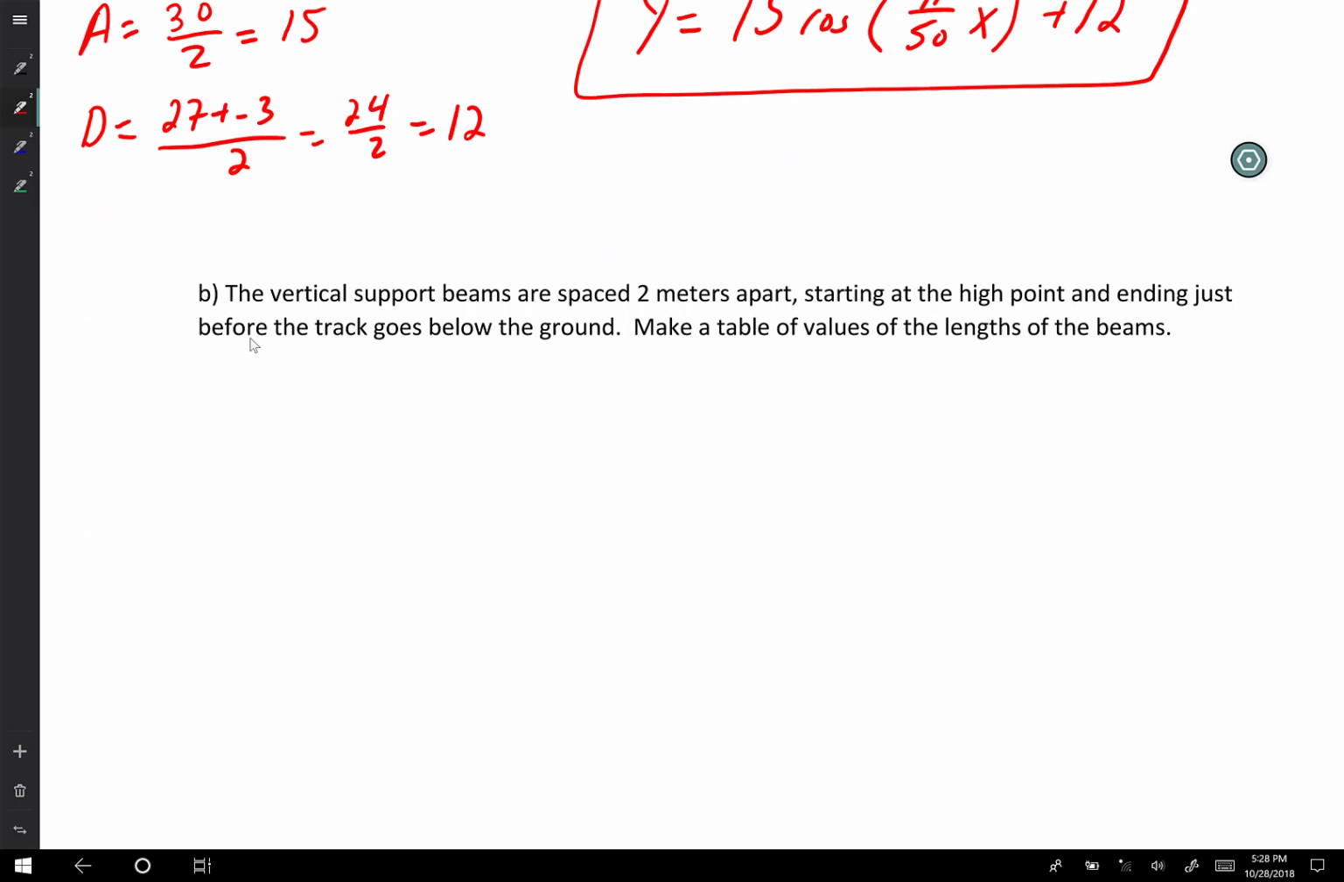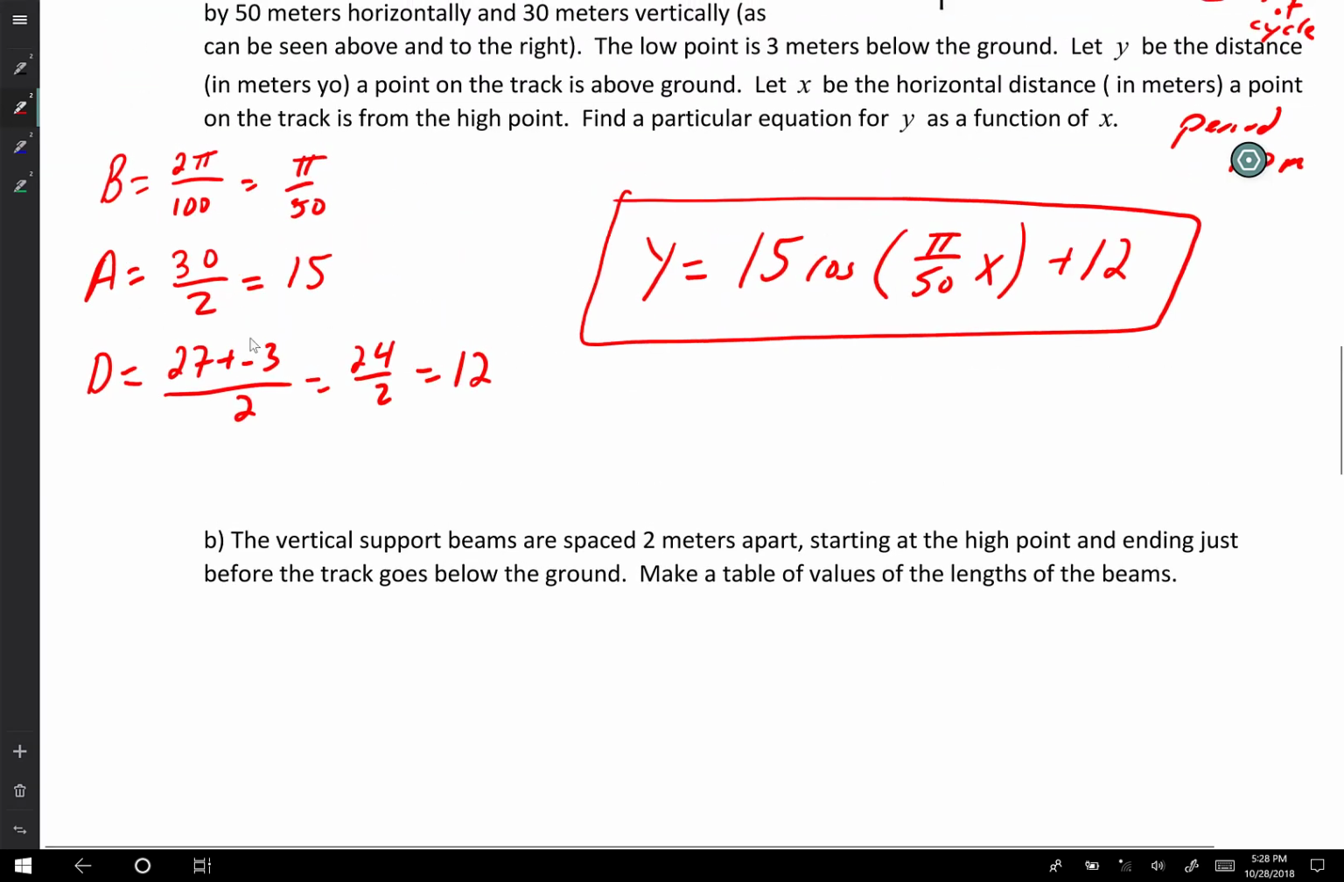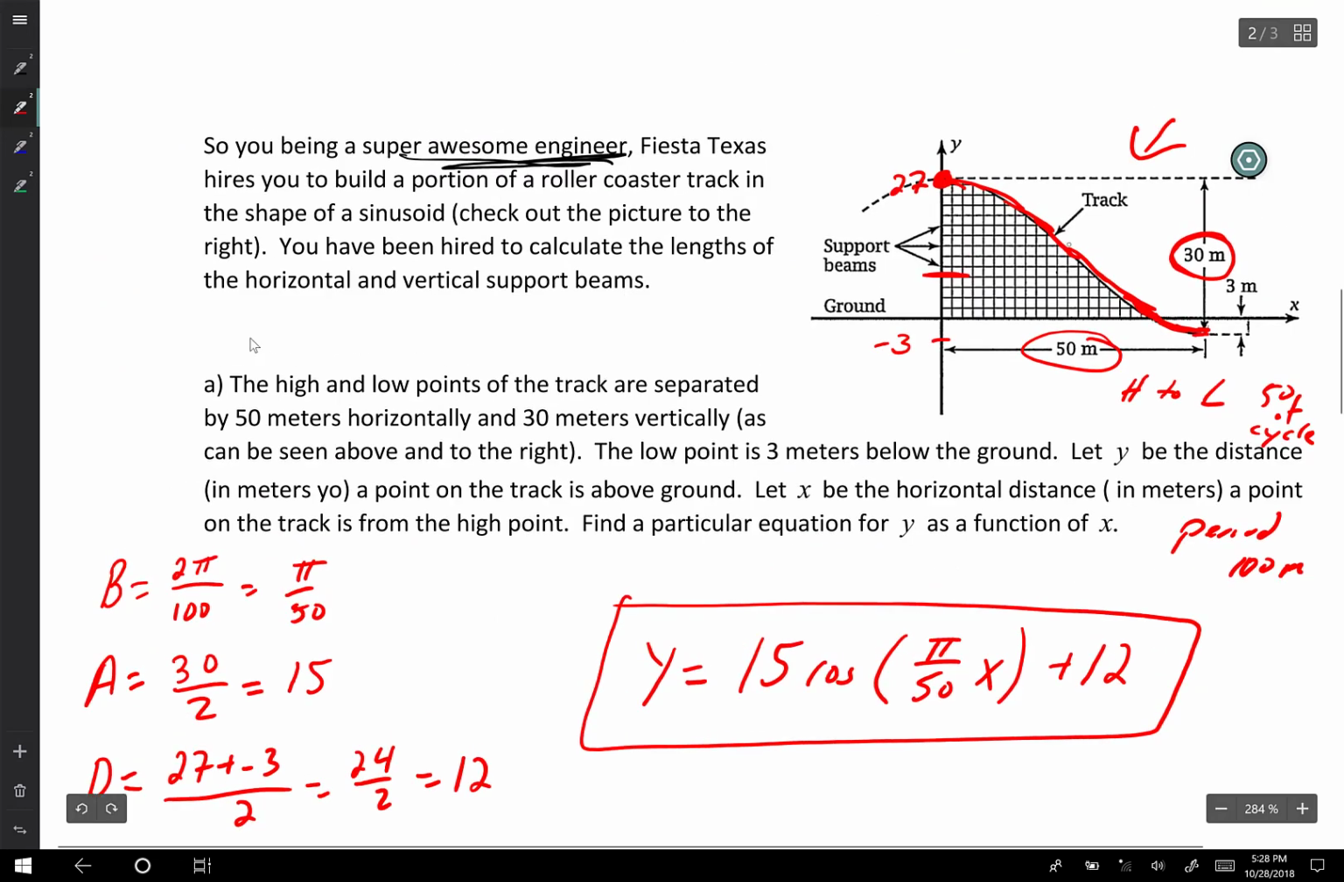The vertical support beams are spaced 2 meters apart, starting at the high point and ending just before the track goes below the ground. Make a table of values of the length of the beams. Okay. So pretty much what they want to know here is this. So I'm going to put them in red. I'm going to erase this here so you can see it. They want to know the heights of these vertical beams.